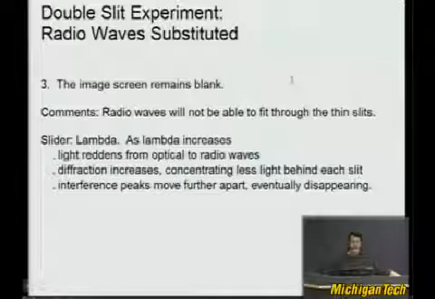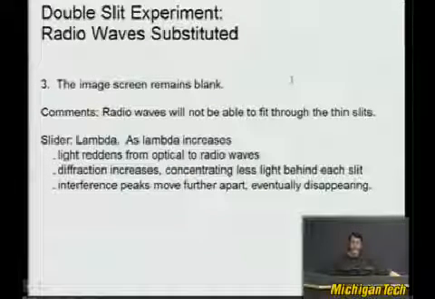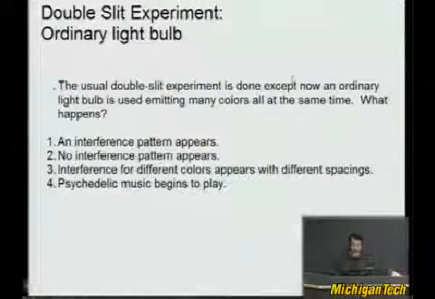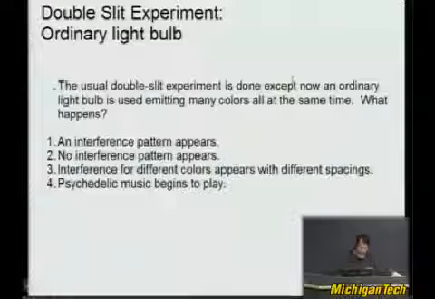So let's keep changing stuff and see what happens with this two-slit experiment. Let's try to understand the most fundamental experiment in quantum mechanics by changing one thing out and seeing what happens. So now let's say, here's a good one. The double slit experiment is done, except a light bulb is used emitting many colors all at the same time. What happens? So now you have a light bulb.